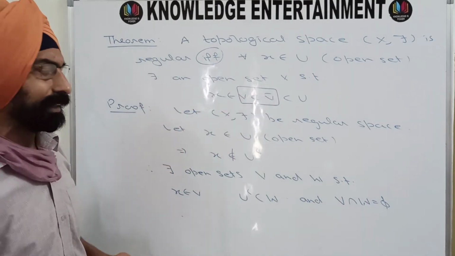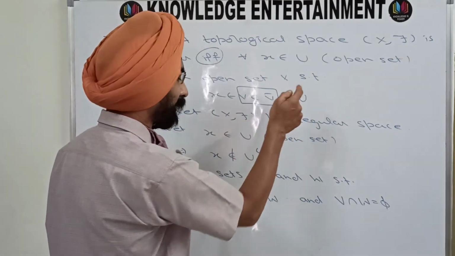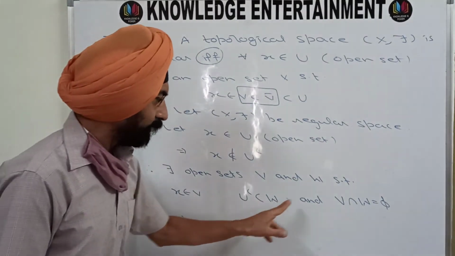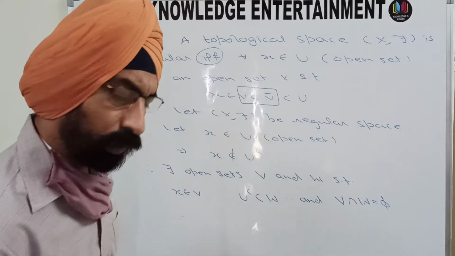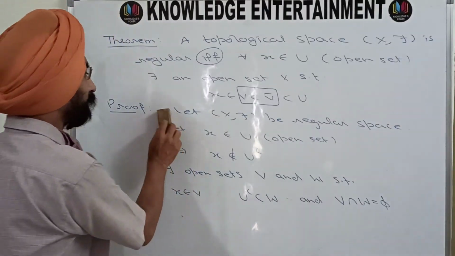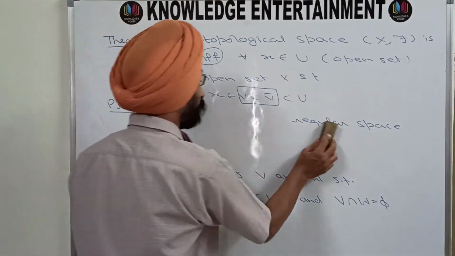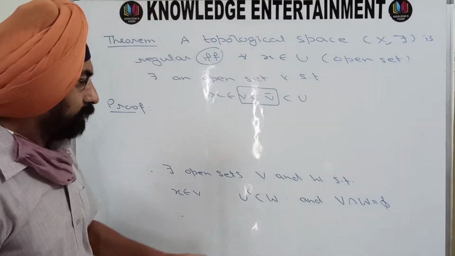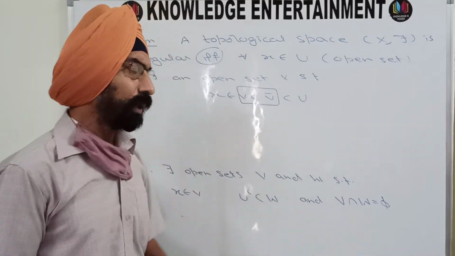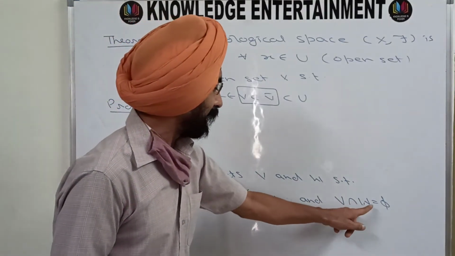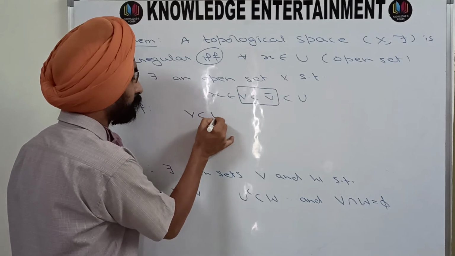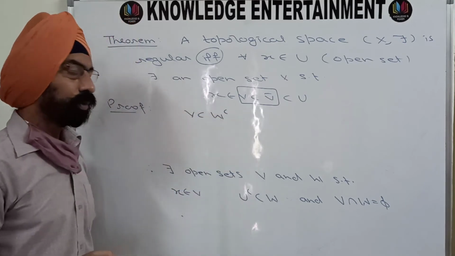The only thing that is required to prove is that V bar is a subset of U. For that, we will use these two. So how do we use these two to prove that V bar is a subset of U? First of all, look here. V intersection W is phi. That means V is a subset of W complement.